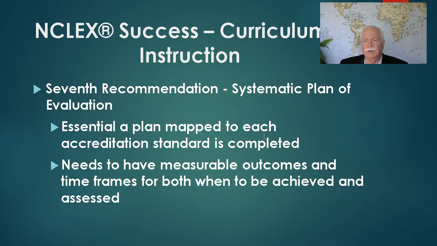The seventh recommendation is your systematic plan of evaluation, or whatever you're calling your evaluation protocol. It has to be mapped to each of the accreditation standards, or if you're at the State Board of Nursing and not have a program accreditation, it needs to be mapped to that. It needs to have measurable outcomes with timeframes for both when it's going to be achieved and assessed.